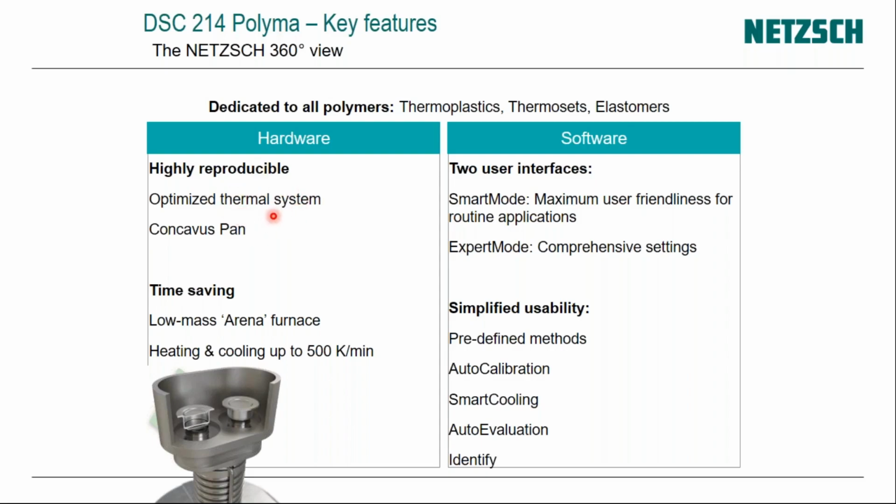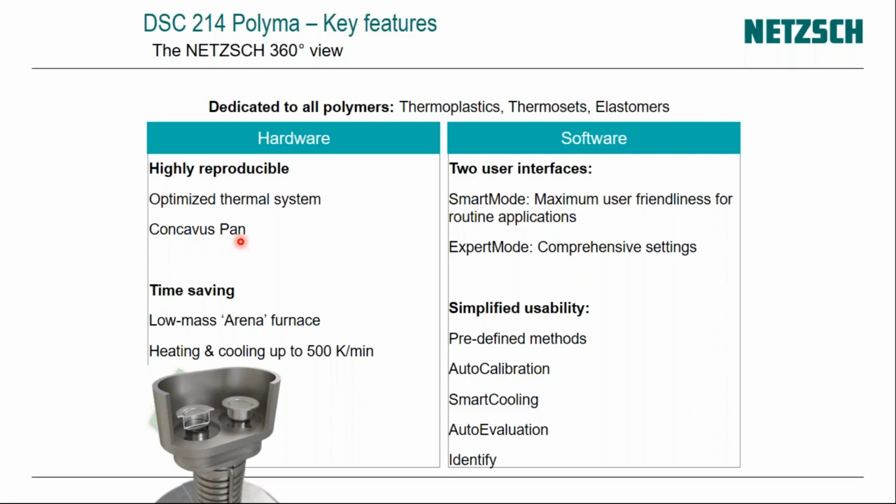We get an optimized thermal system, and we use a concave pan. It is a concave pan structure so that it will be in good contact with the sensor, because it is highly recommended that the pan should have good conductivity and good thermal contact with the sensor. Because of that, we have a specific design of the pan, called a concave pan.